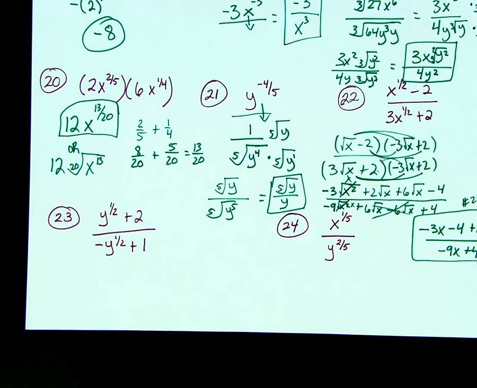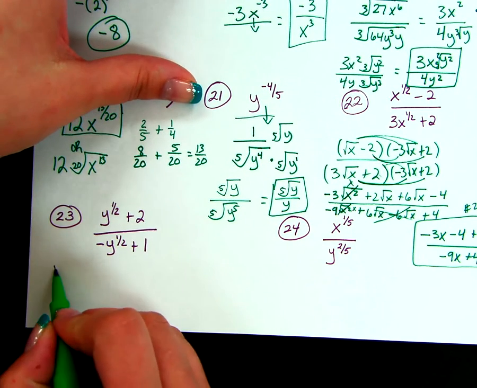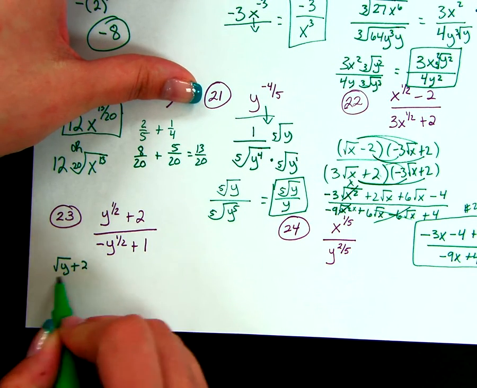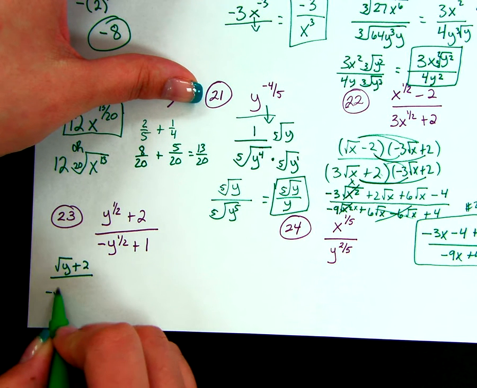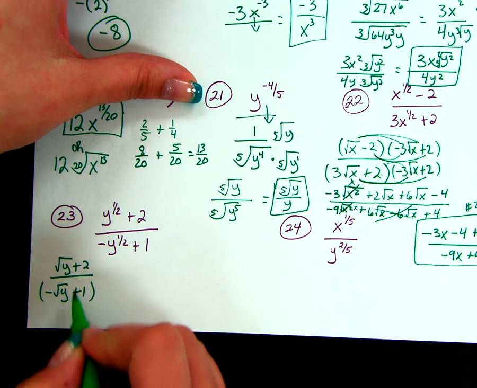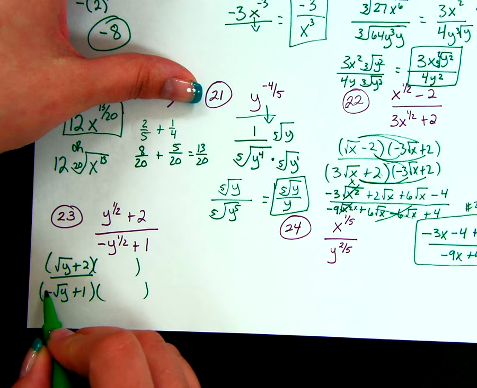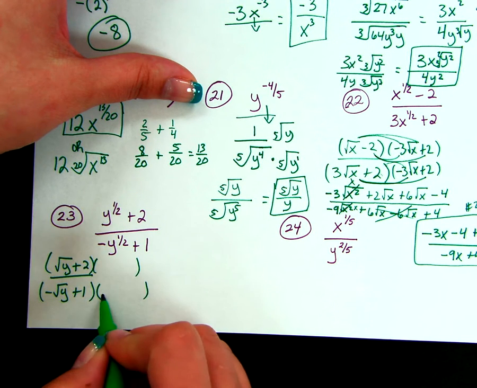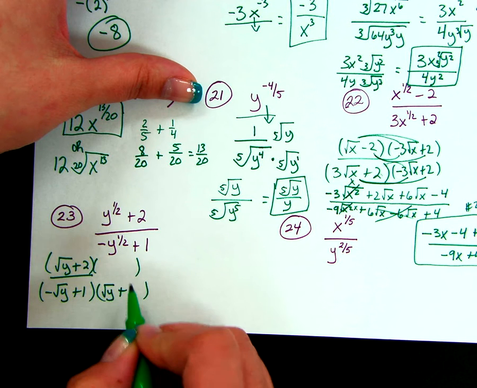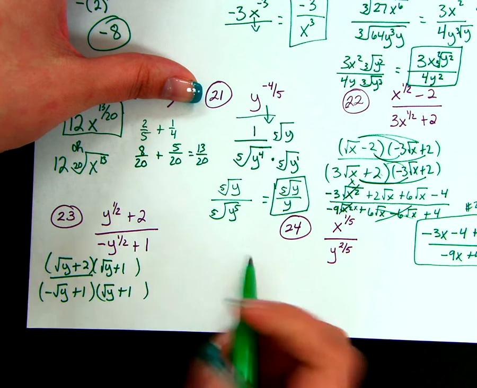All right, 23 is going to be the same idea. So if it's easier for you, we can switch to radical form. So this really means the square root of y plus 2 over negative square root of y plus 1. So again, we need to multiply by the conjugate of the denominator. So we change the sign in front of the radical. So positive square root of y plus 1. And then we are going to need to FOIL.